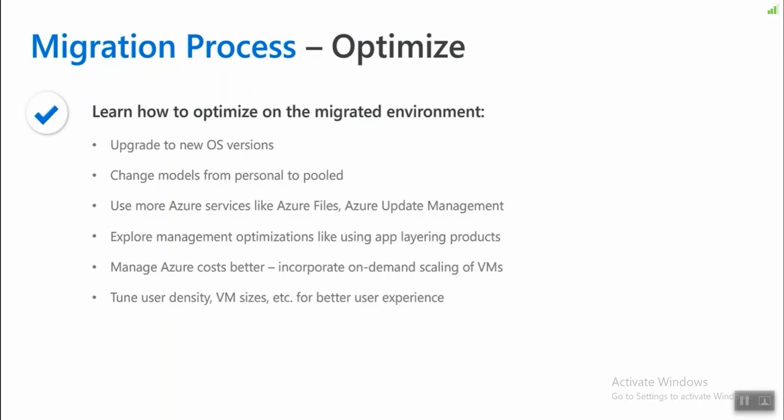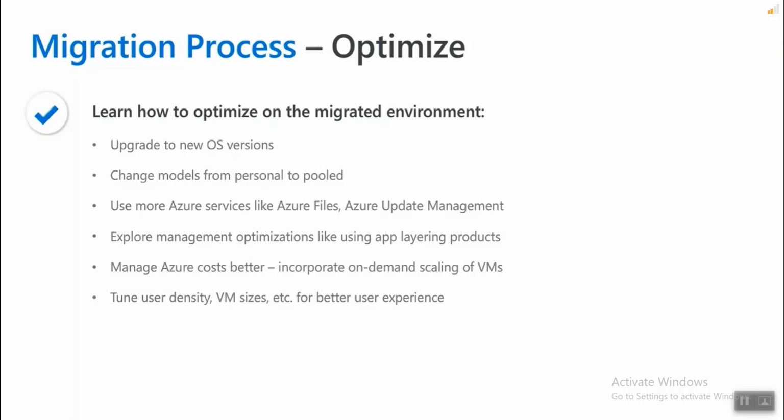All right, so let's look at the third and the fourth steps of the migration process, which is going to be optimize and then secure and manage. So what does the optimize step actually entail? What this basically does is it gives you the opportunity to go back and look at your environment and say, hey, I've got these set of personal desktops that I have migrated.